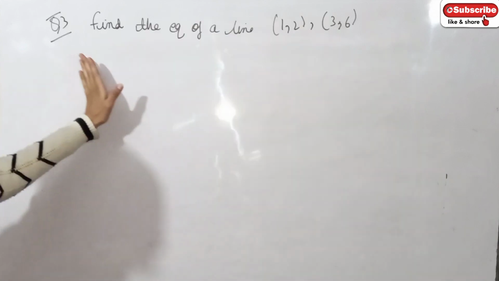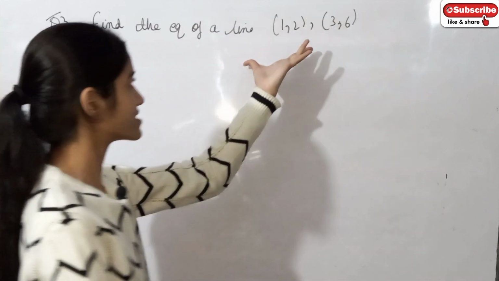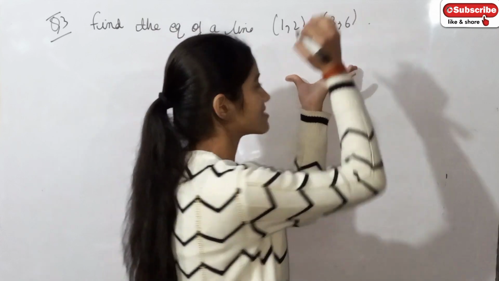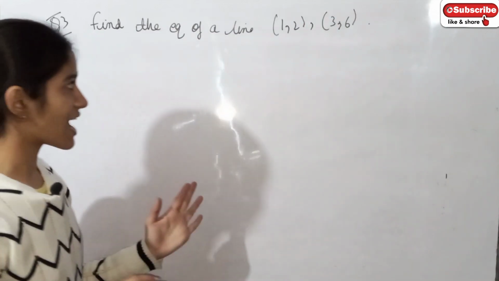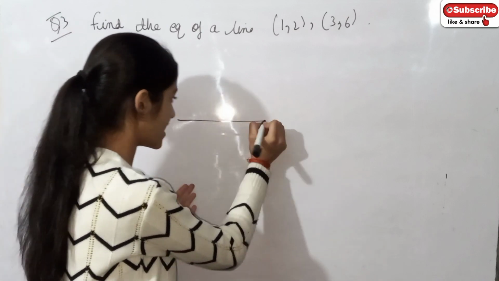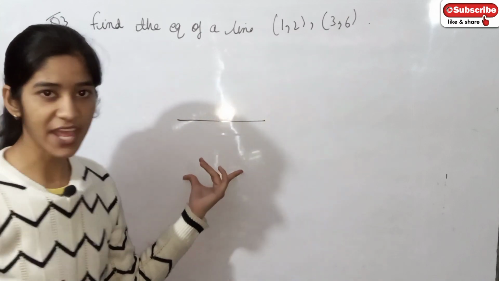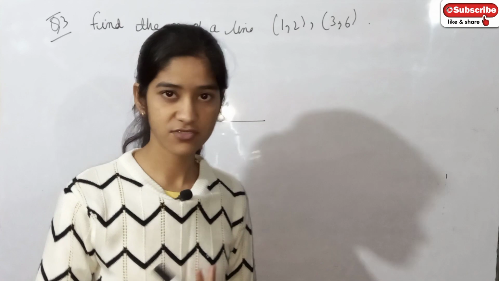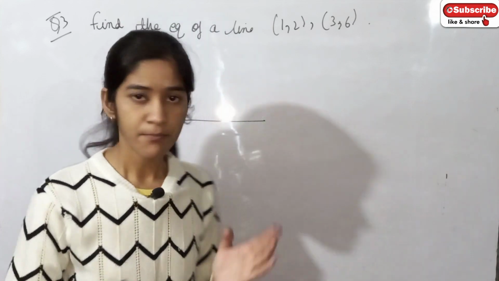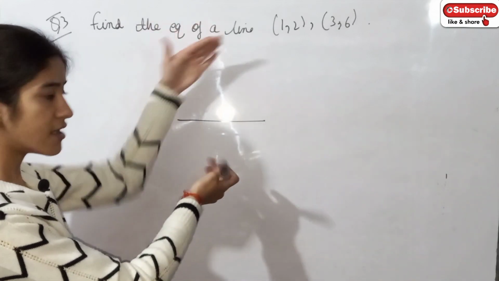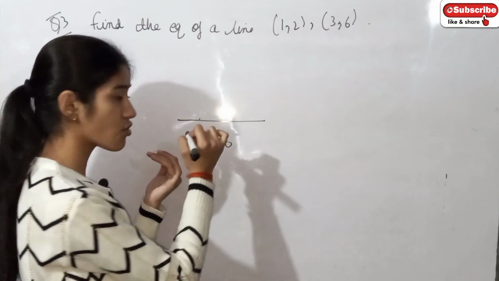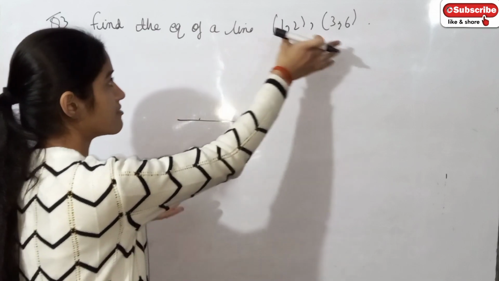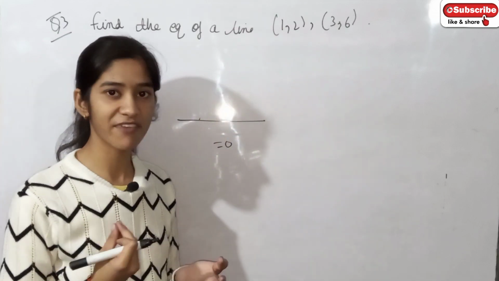Question number 3: we have to find the equation of the line formed by the vertices 1, 2 and 3, 6. So how do we find the expression of the line? We know that if it is a line, then the area of the triangle formed by this line is equal to 0, because it is not enclosing any area, it does not have any height. So the area is equal to 0. So we can easily find the expression in terms of x and y.